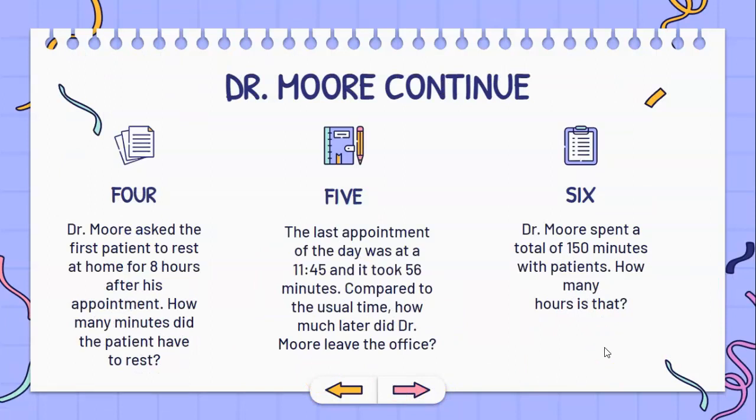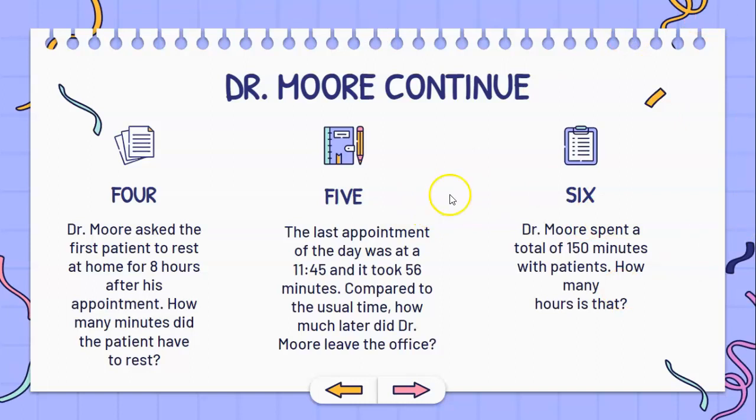Four, Dr. Monroe asked the first patient to rest at home for 8 hours after his appointment. How many minutes did the patient have to rest? So 8 times 60 is equal to 480. So the patient had to rest for 480 minutes.